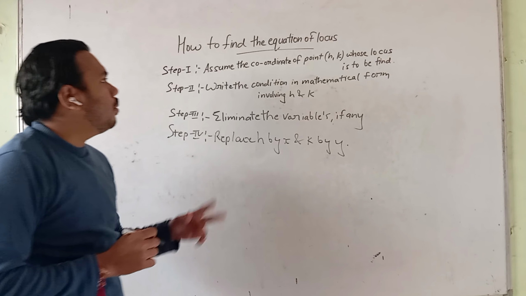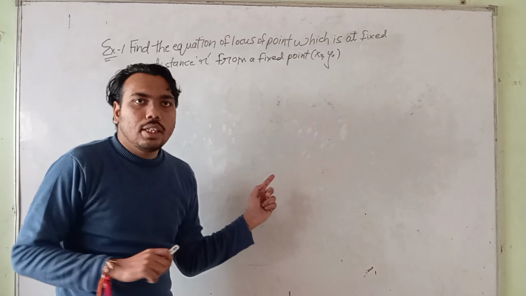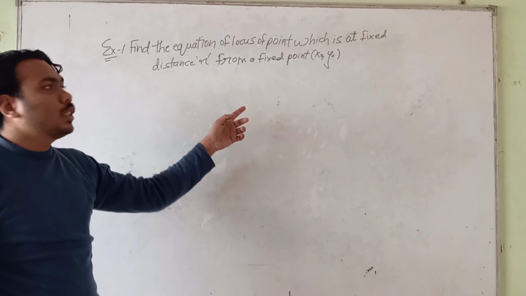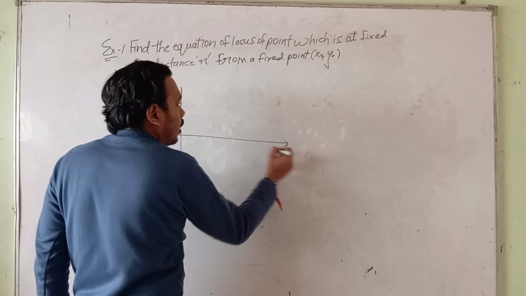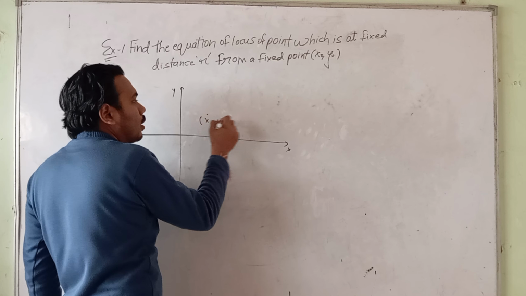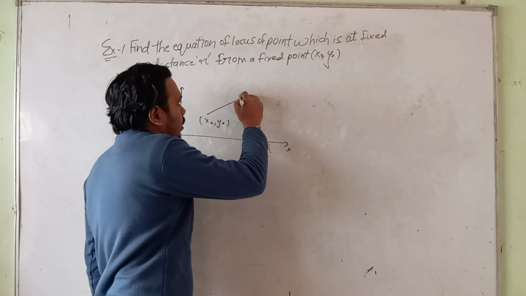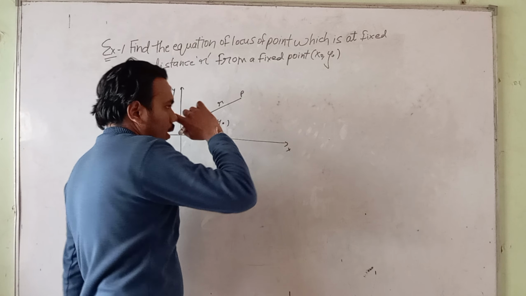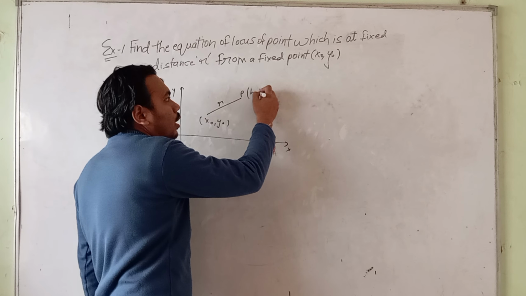Let's apply this algorithm to an example. This example says: find the equation of locus of a point which is at a fixed distance r from a fixed point x0 comma y0 in the xy plane. If this is the fixed point x0 comma y0, we have to find the locus of that point P which is at a fixed distance r. Now let's apply the algorithm. First step says assume this point to be h comma k.